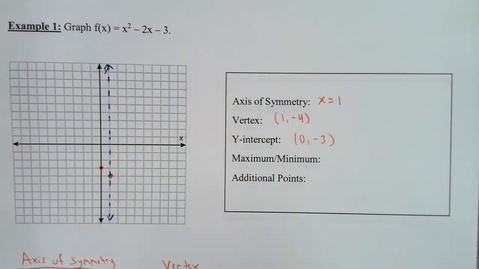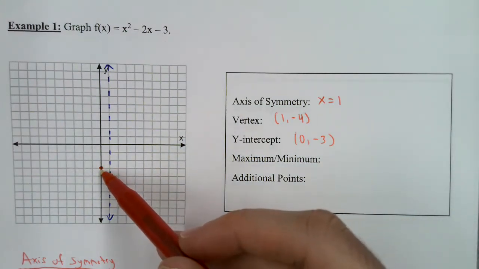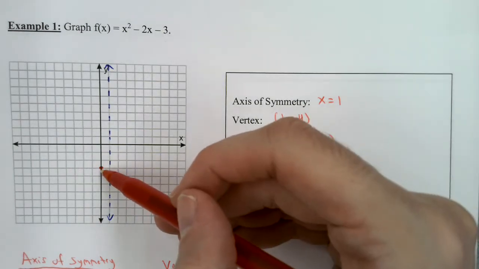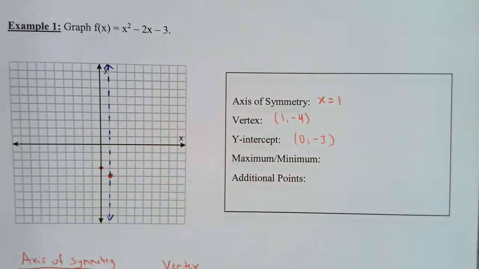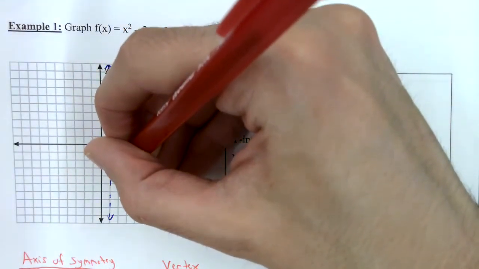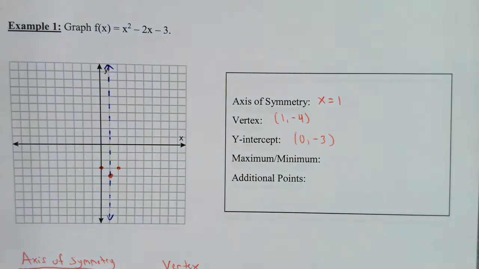Now, I'm going to reflect that across the axis of symmetry. So think back to geometry. If this is 1 unit to the left of the axis of symmetry, then I'm going to reflect it, and I'm going to go 1 unit to the right of the axis of symmetry for that point.